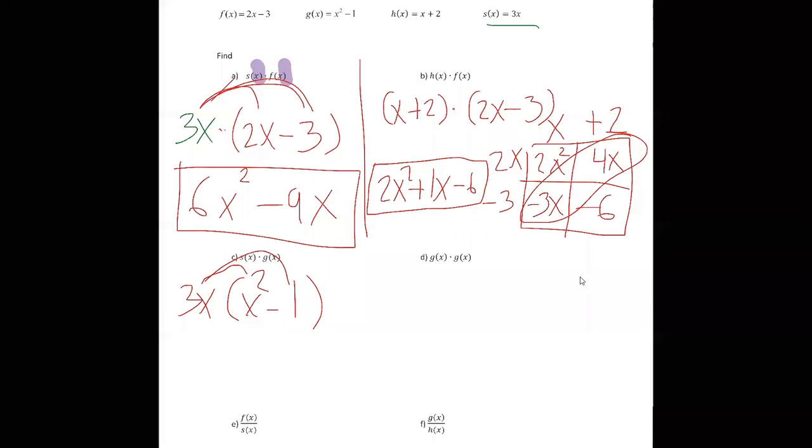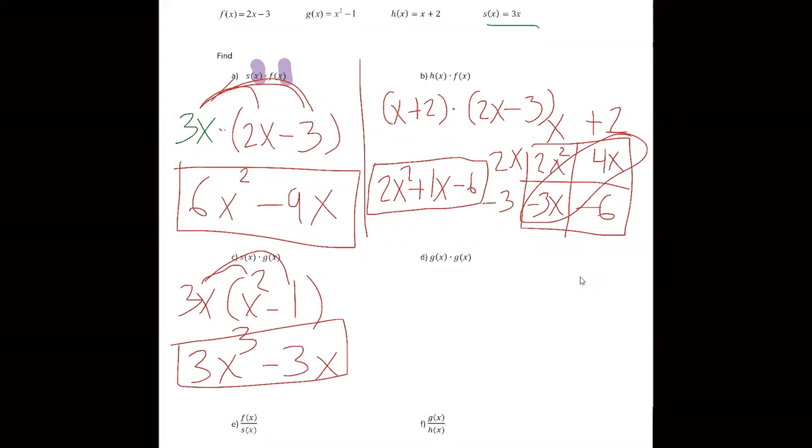You guys did. So 3x times x squared, well, that's going to be 3. Think about how many x's you have. You have one x on the outside, you have 2 on the inside, so that would be x to the third power. And then 3x times minus 1 would just be minus 3x.